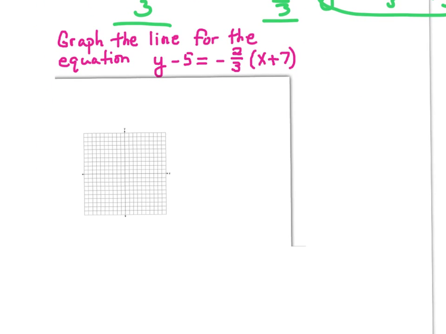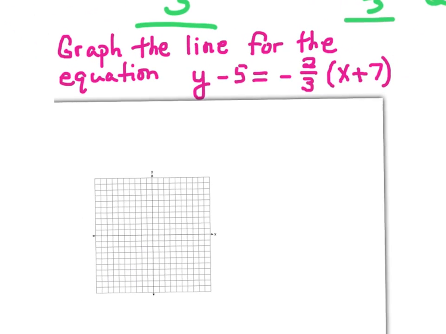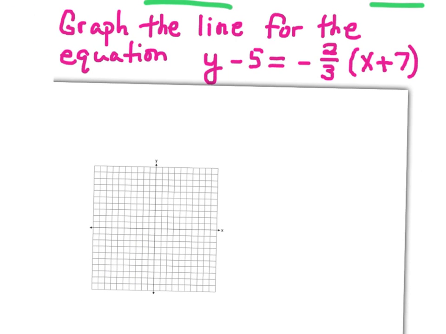Okay. Now let's go the opposite way. All right, friends. Now I'm going to give you an equation in point slope form, and you're going to graph the line for me. So what's the slope in this equation? Negative 2/3. So I'll put the negative in the numerator, doesn't matter. What is the point?